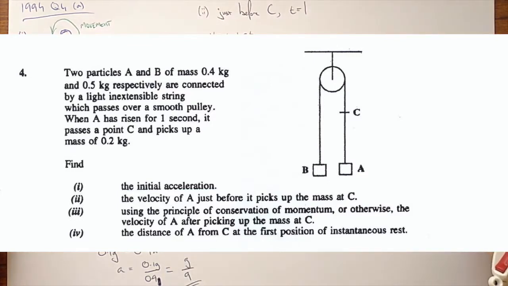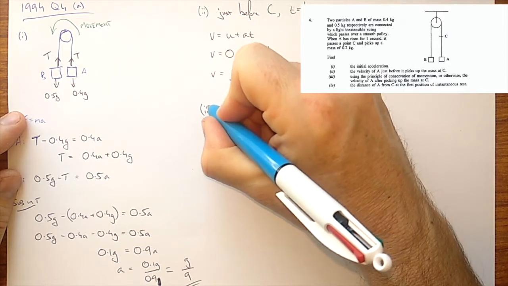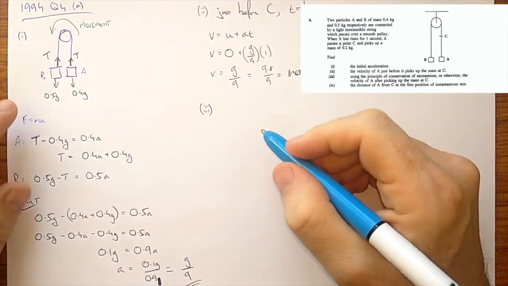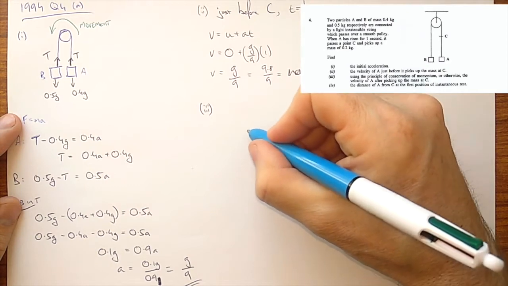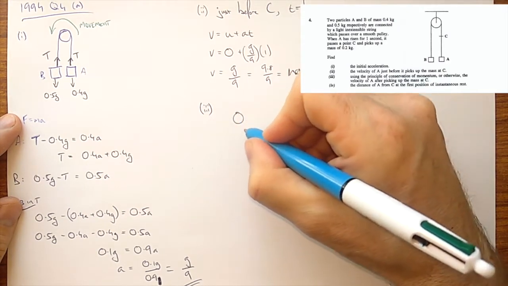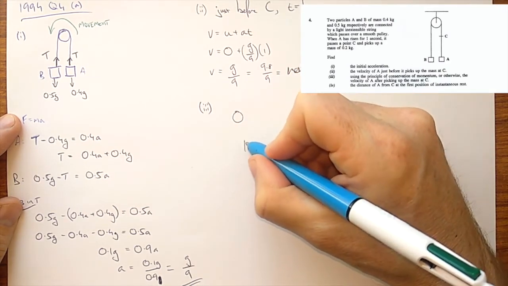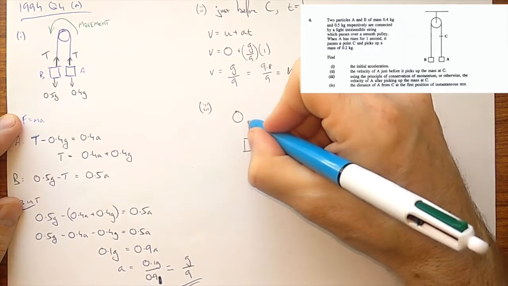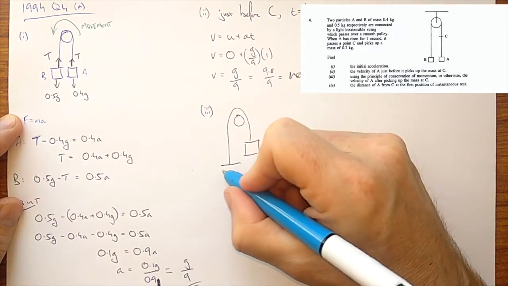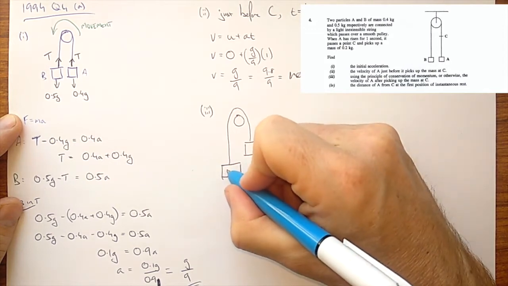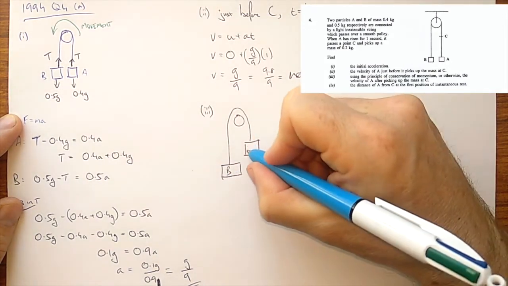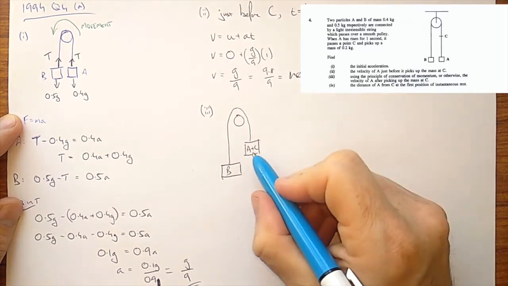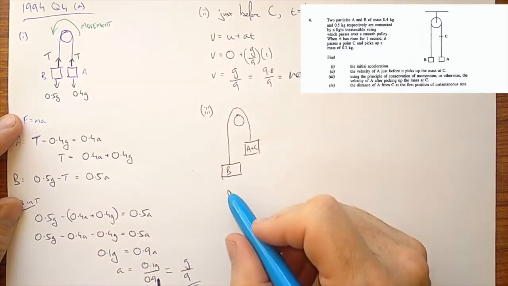They're being very nice to us here because they've told us we need to use the principle of conservation of momentum. Okay, velocity of A after it picks up mass C. Now, this is one where we need to be a little bit careful. What we have initially was a system where we have A going up over the pulley and B was down here. All right, and we are interested in A and C being there. So that's our whole system connected by a string.